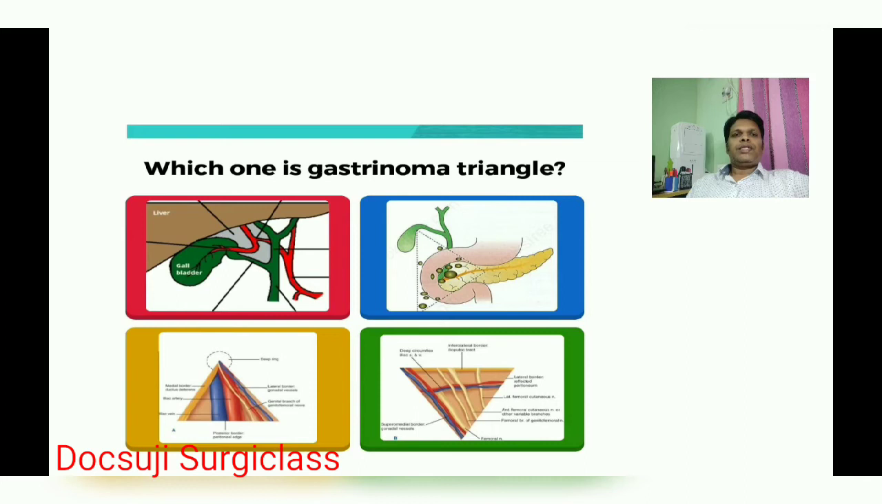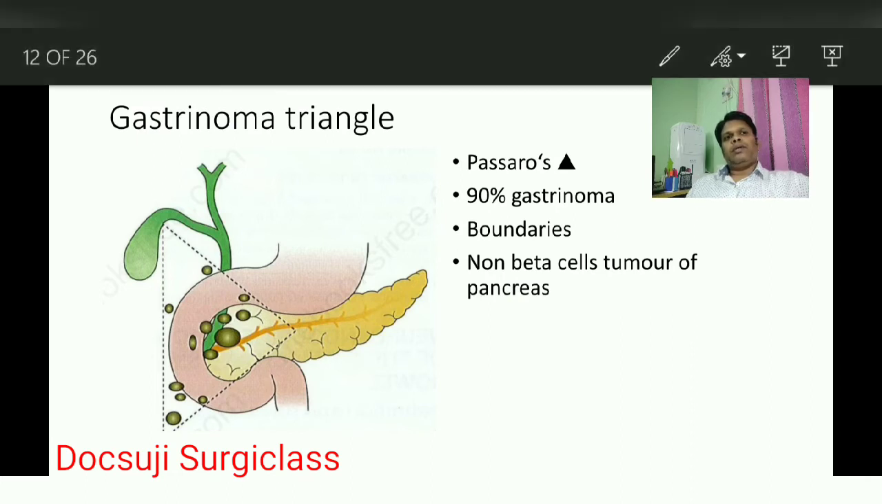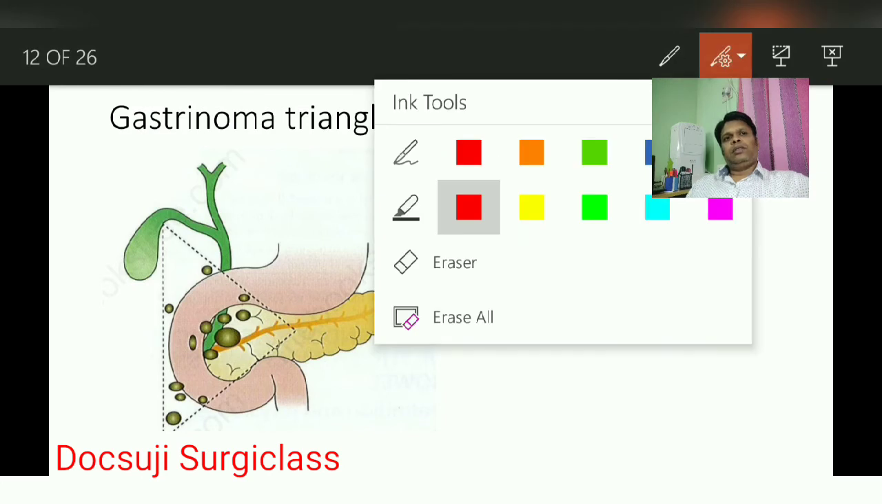Okay, which one is the gastrinoma triangle? Four triangles are given. We will discuss one by one. Okay, the blue one is the gastrinoma triangle. What is this gastrinoma triangle? The gastrinoma triangle is otherwise called Passaro's triangle.